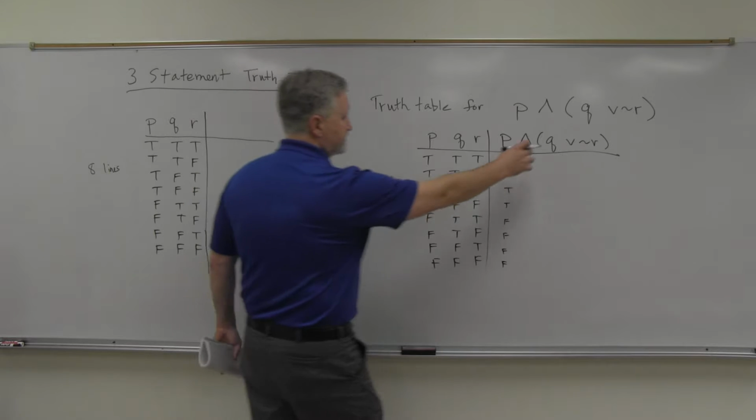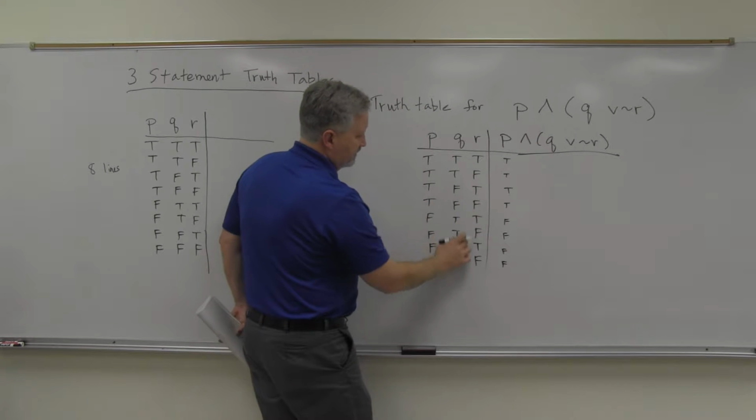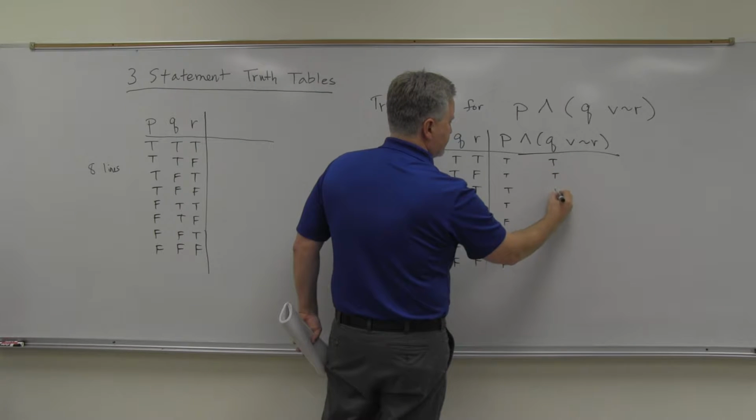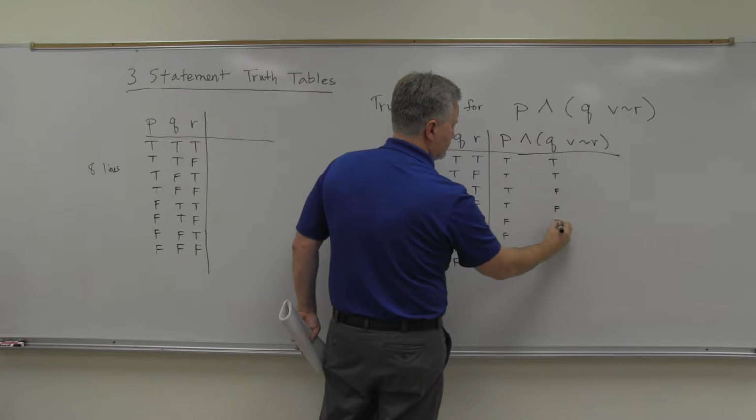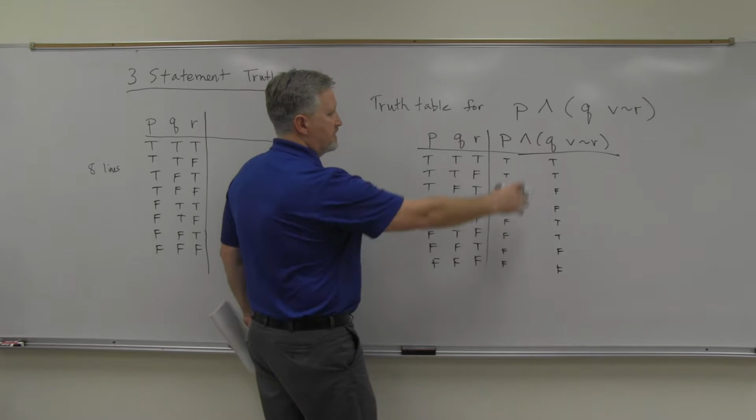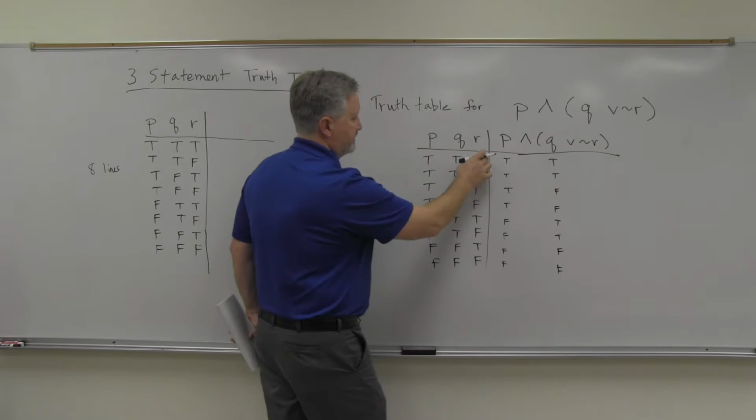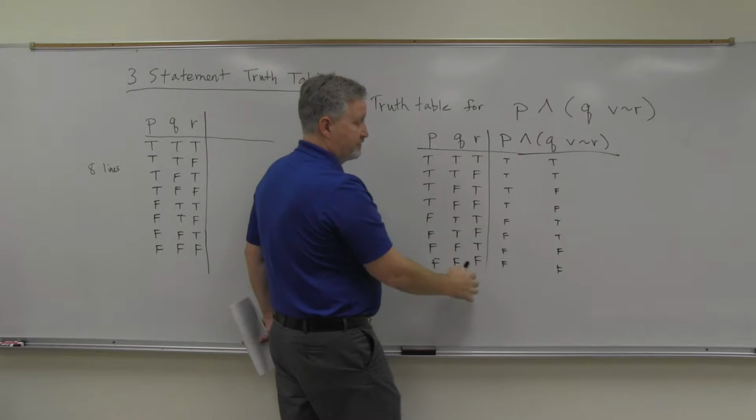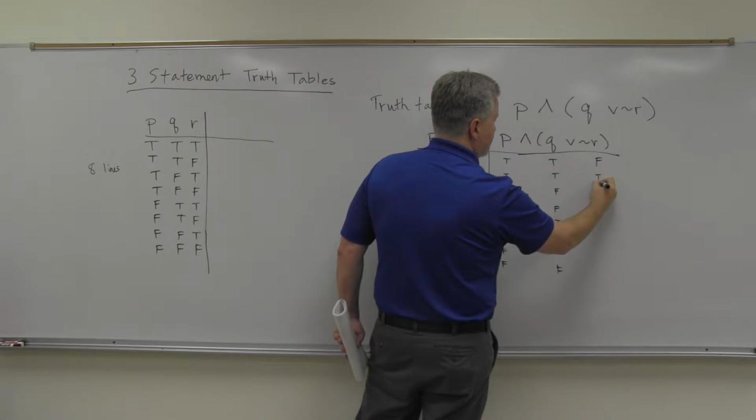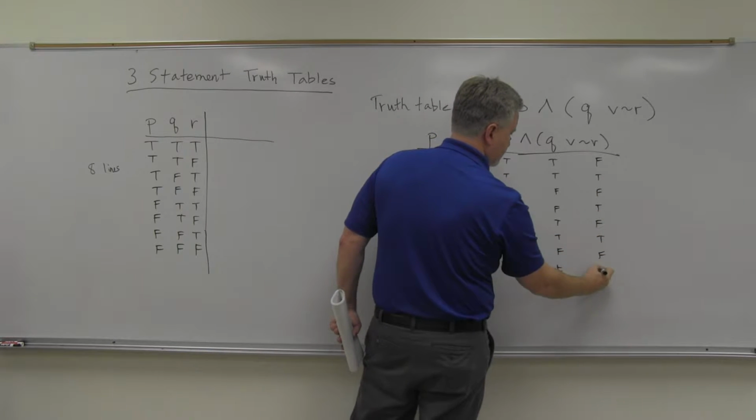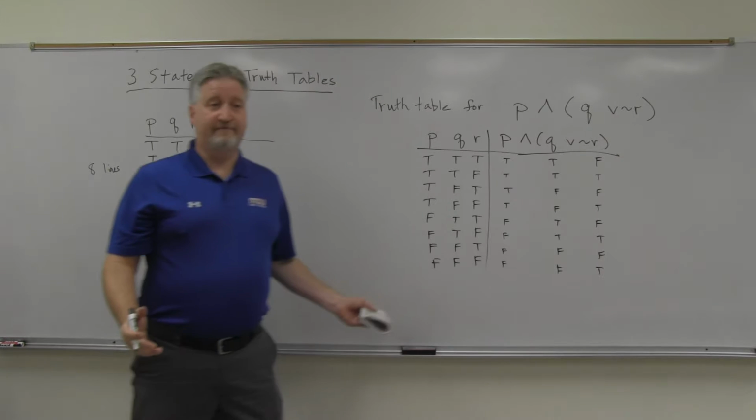And then under Q, just copy the Q column, which is 2 trues, 2 falses, alternating. And then the last one is the not R, so that's the negation of R. It's the opposite of the R's, so false, true, false, true. False, true, false, true. Everybody with me so far?